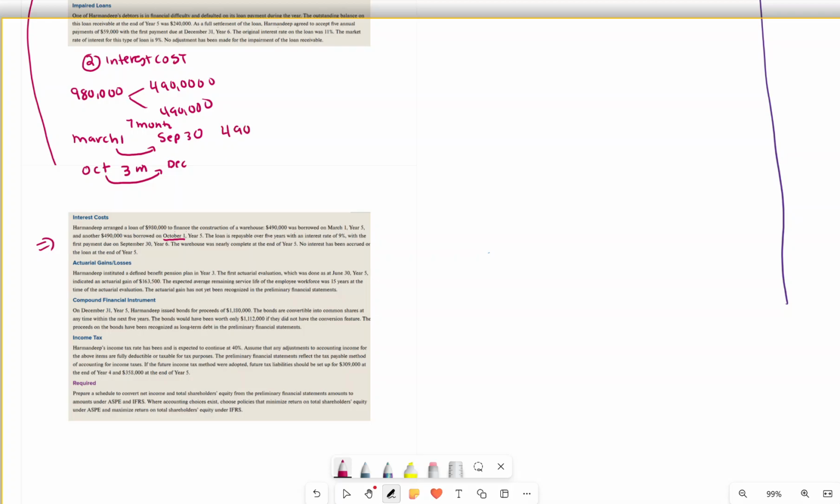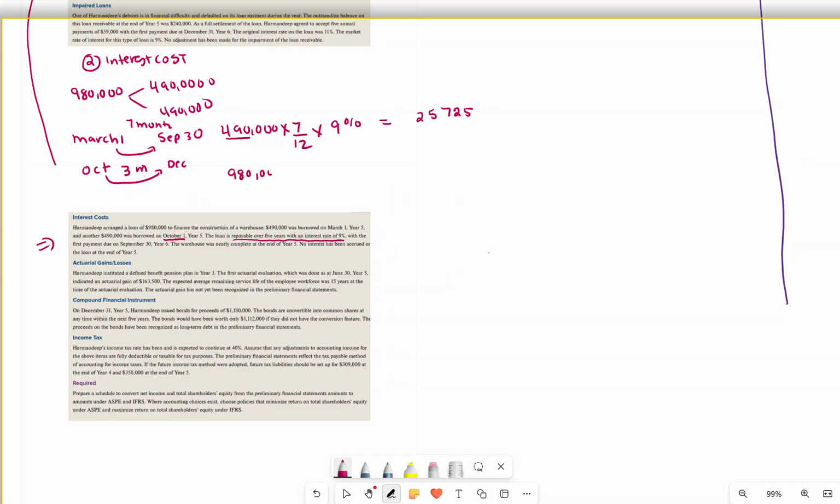My first loan was 490,000. We know it was for 7 months, so 7 divided by 12, and we wanted to know if they told us any interest rate. The loan is repayable over 5 years with an interest rate of 9%. So my interest rate is 9%, which is going to be 25,725. That's my first interest. My next one is, of course, I owed 490 for the 7 months, and I borrowed another 490.